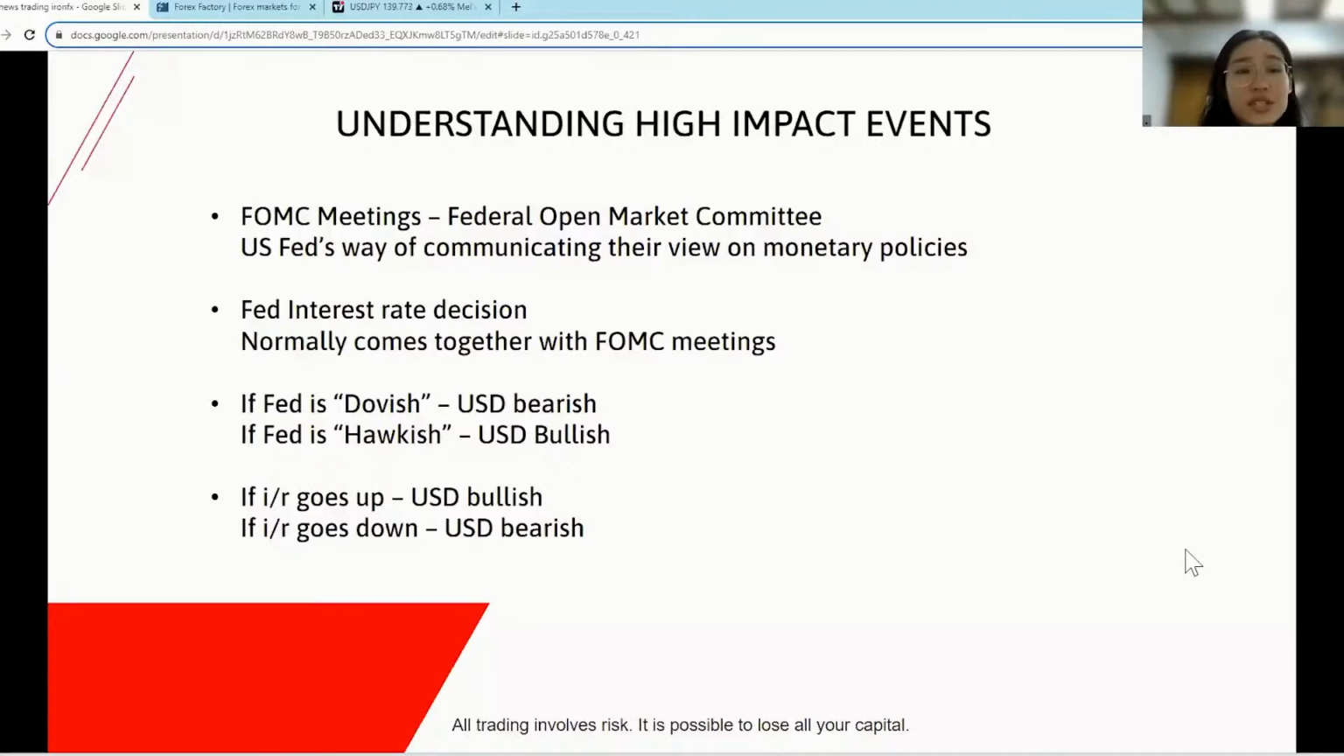If the Fed is dovish, then the USD is bearish. If the Fed is hawkish, then the USD is bullish. If interest rate goes up, then the USD is bullish, and if interest rate goes down, the USD is bearish. So just some explanations on some finance jargon over here.